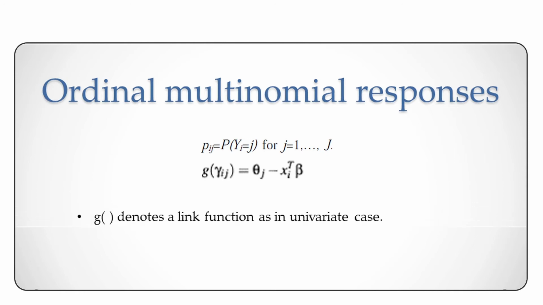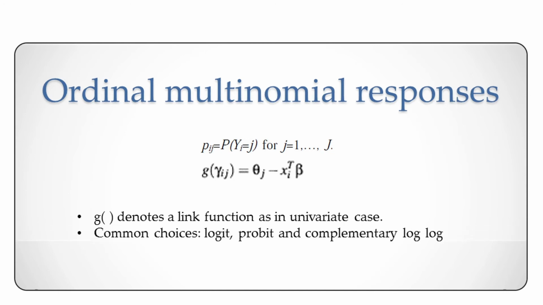Here g denotes a link function as in the univariate case. Common choices are the logit, probit, complementary log-log, again as was used in the univariate case. And we shall see on a later slide that there is a generalization of the binary choice argument which provides a latent variable framework for the use of the model given on this slide.